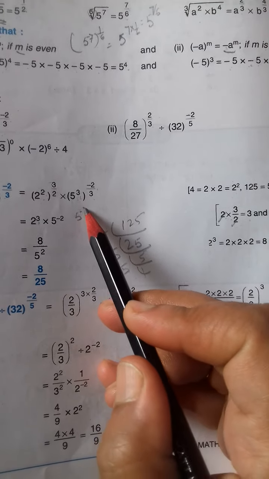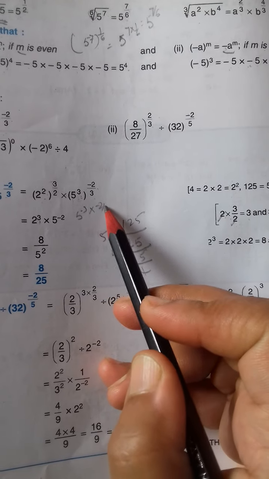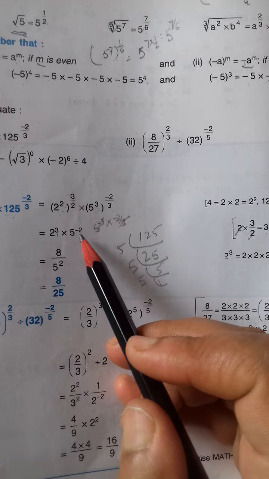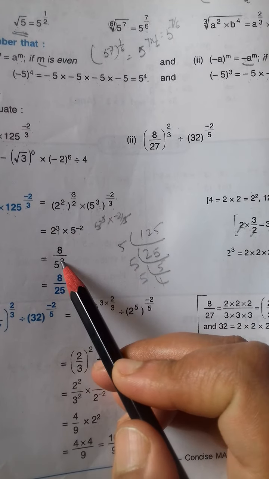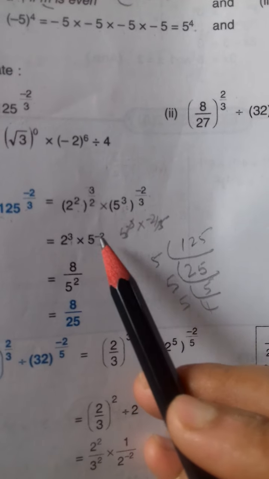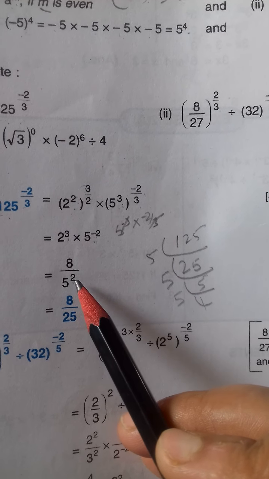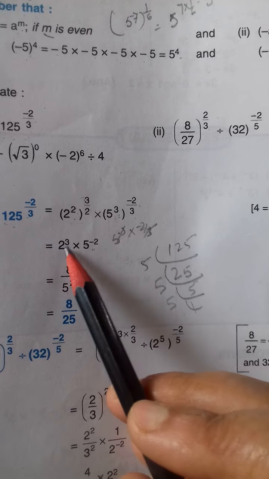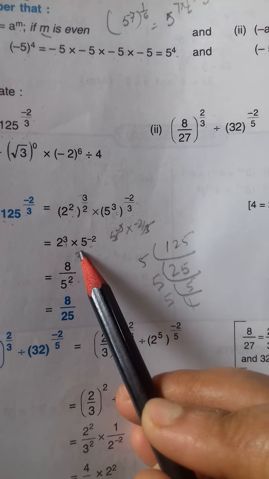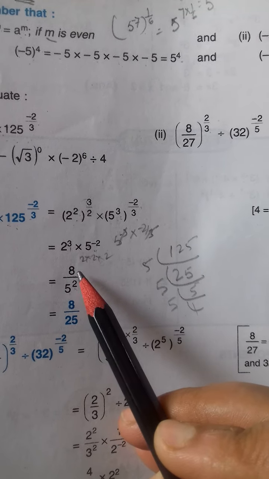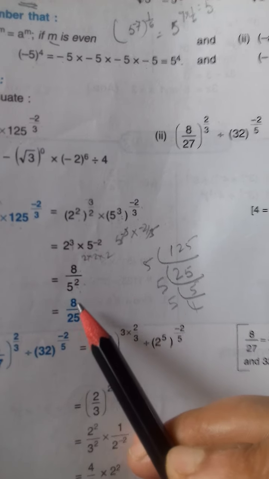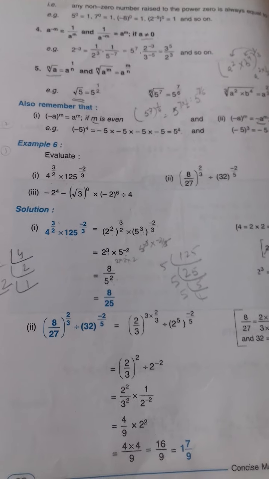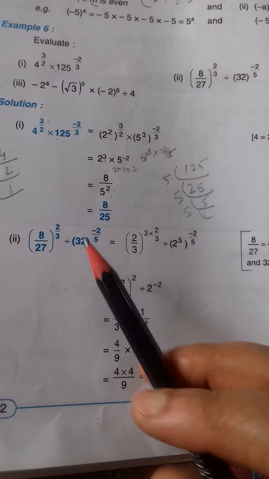Similarly, 5, 3 into minus 2 by 3. So, 3 will cancel 3. Minus 2 is there. And to make it positive, you will bring it down. Minus 2. Can you see the minus 2? After coming in the denominator, it will become 5 to the power 2. So, and this 2 to the power 3, 2 into 2 into 2 will give you 8. So, 8 upon 25 is the answer. I hope this is clear to you, class. Now, let's see one more example.